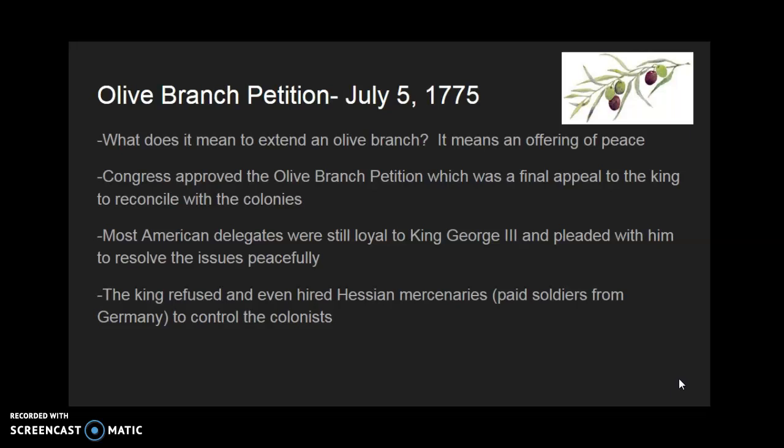So this was something that Congress really wanted to do with the British. They didn't want to go to war. They wanted to see if they could somehow make the peace before they moved ahead. So Congress approved the Olive Branch Petition that they created, and it was a final appeal to the king to reconcile with the colonies, meaning, this was their way of showing we want to get along. And I think you read a little bit about it last week when we had our language arts readings that you had to do. Most American delegates were still loyal to King George III.